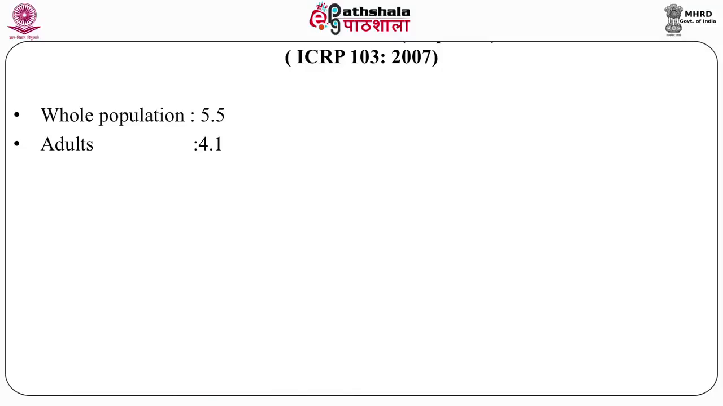And what is it for adults? For adults, this risk is 4.1% per sievert. That means out of 100 persons exposed to one sievert of dose, 4.1 are likely to develop a cancer.